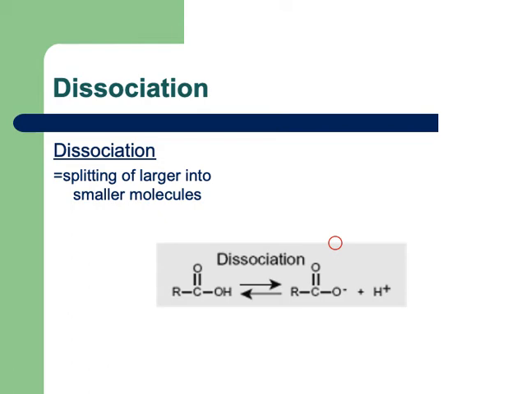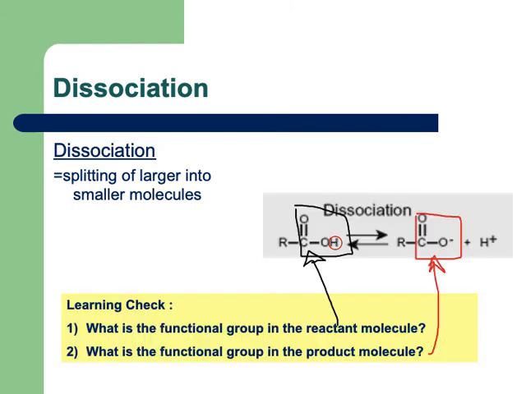This is called dissociation. So when looking at this reaction, there's two things that I want you to draw your attention to. I want you to be familiar, firstly, with the functional group in the reactant molecule. I've pointed to that in black. I've highlighted the functional group. And you should be able to identify that because you've seen it before when we talked about carbohydrates. Have a think about that for a minute. What is the functional group in the reactant molecule that I've highlighted in black?